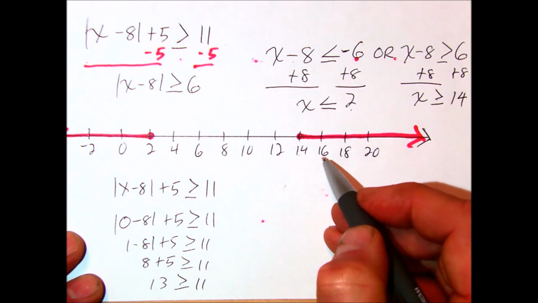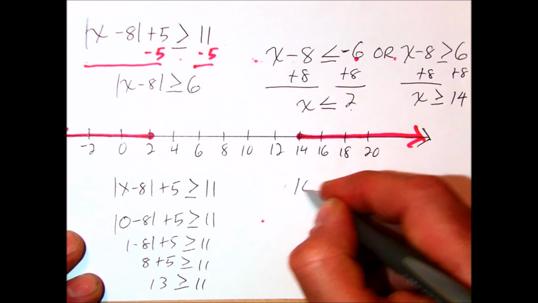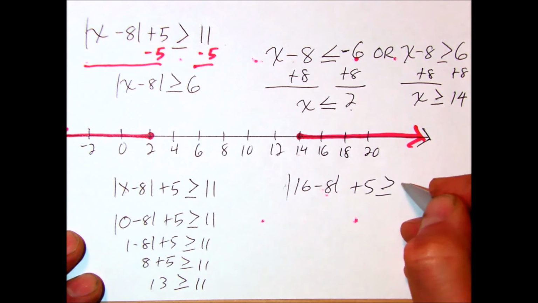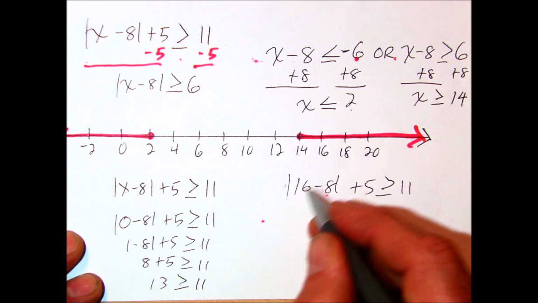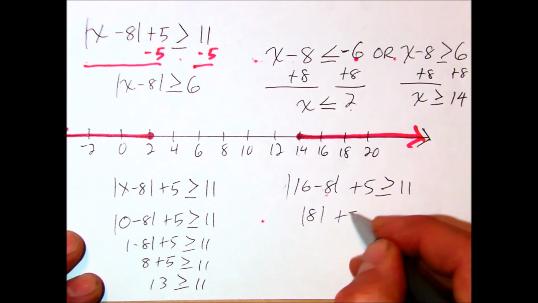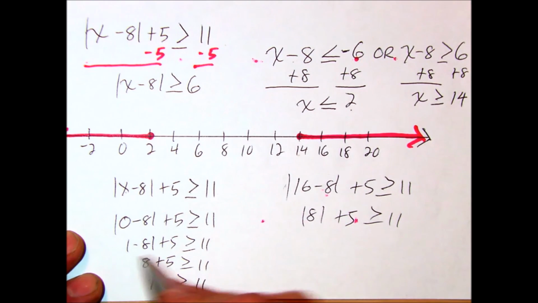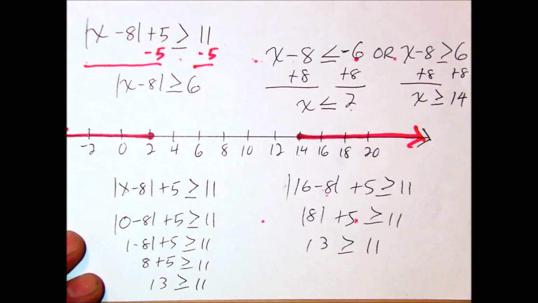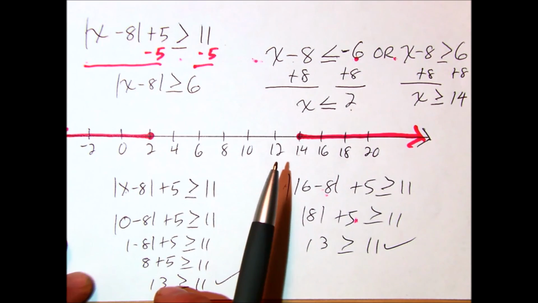And one more check. If I plug in 16 for x, so the absolute value of 16 minus 8 plus 5 is greater than or equal to 11. So 16 minus 8 will give me an absolute value of 8 plus 5 is greater than 11. And of course, 13 again is greater than 11. So I check, those are true statements, so my graph is correct, and my compound inequality is also correct.